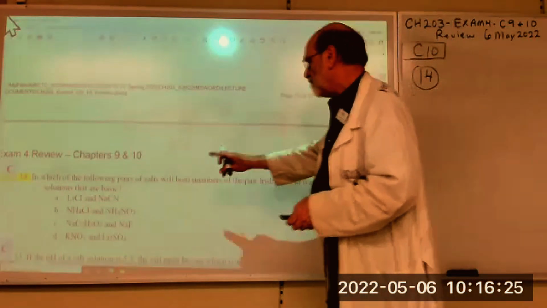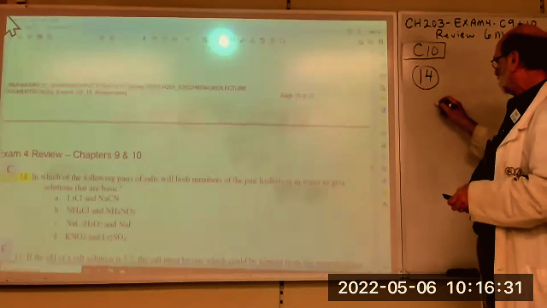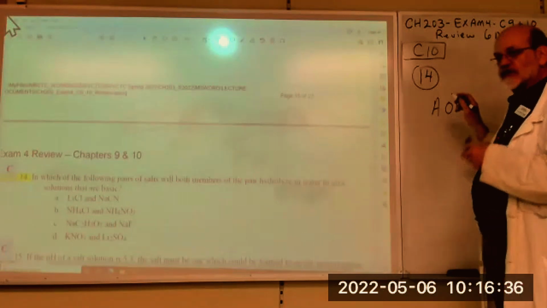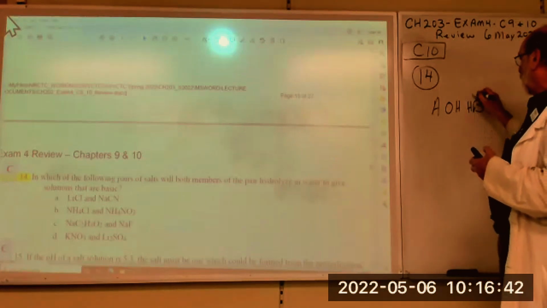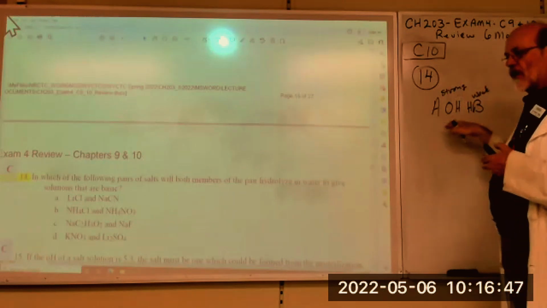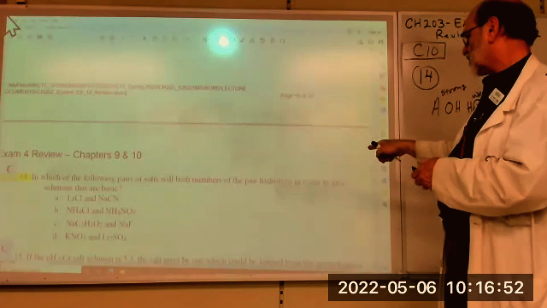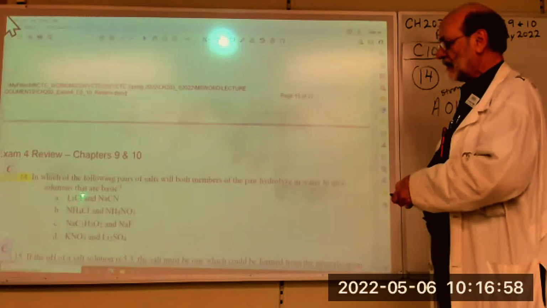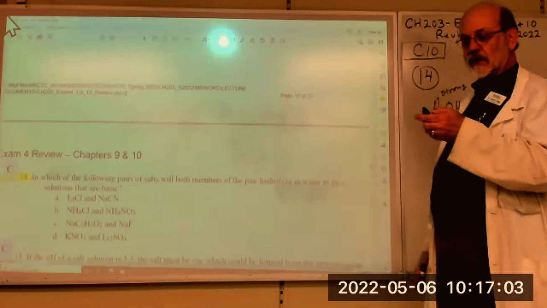If we're looking for a basic solution, that means we want a cation, this part of the molecule, that's derived from a strong base, and the other part of the molecule derived from a weak acid. Strong base, weak acid. So we look at each one. Both pairs will give basic. Okay. So lithium hydroxide and hydrochloric acid, those are both strong. That should be neutral. So that one doesn't work. We can skip that one.